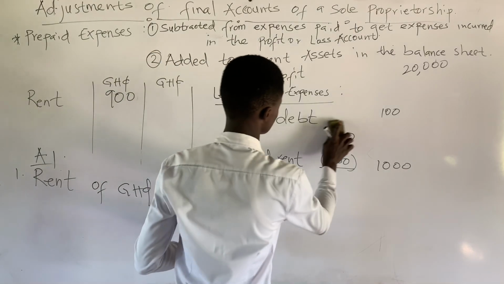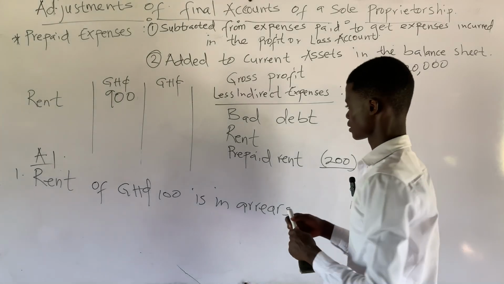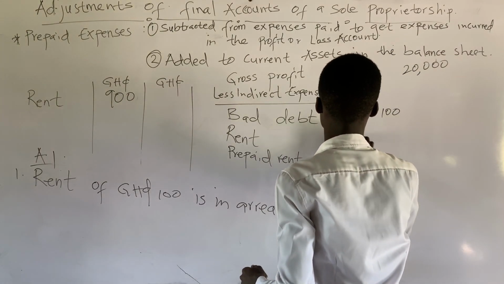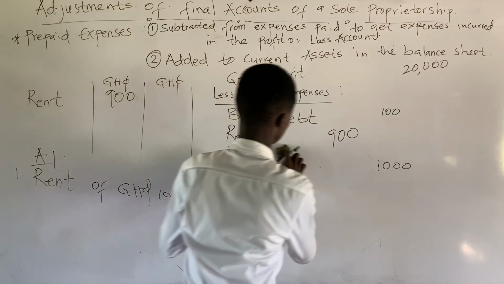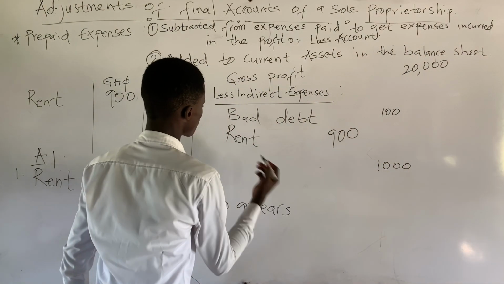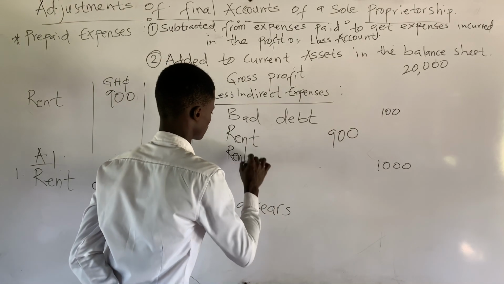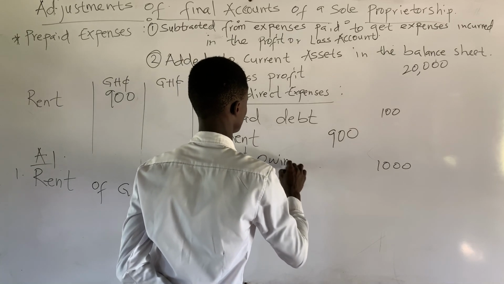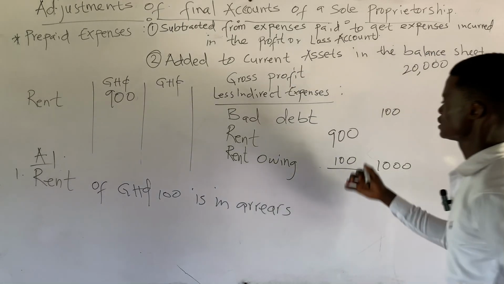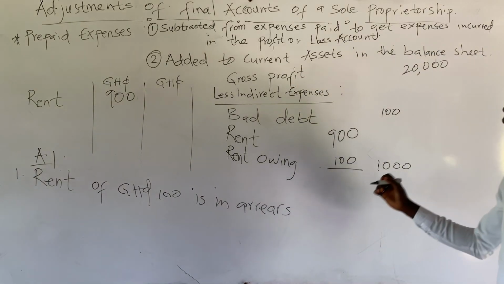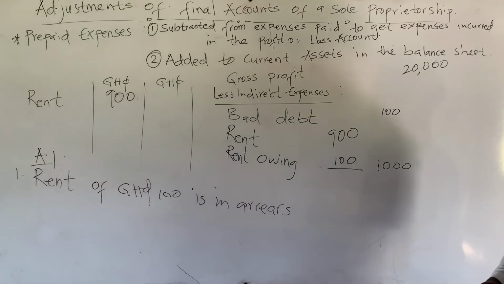So under the rent section, you first bring the one on the trial balance, which is the rent expenses paid. So we will bring 900 cedis here. And the one in the additional information will be added. So we can say unpaid rent or rent owing, 100 cedis. So when you add 100 cedis to 900 cedis, you will get your 1,000 cedis. So this 1,000 cedis is the rent expenses incurred.